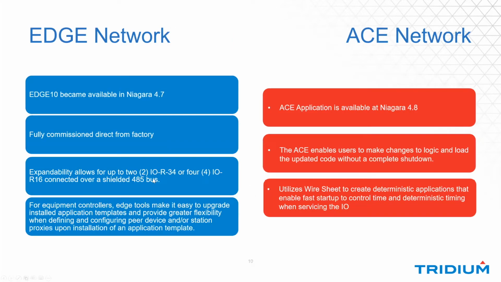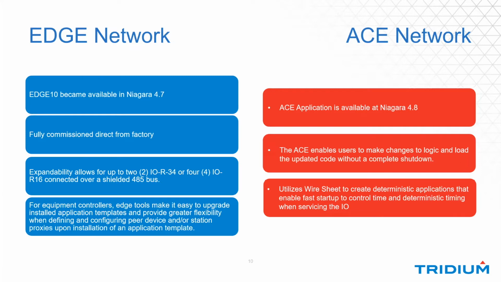Now, something also that we have here is a little comparison and little tools that we have between the EDGE network and the ACE network. So the ACE network is an asynchronous control engine application. It became available in Niagara 4.8. We are currently at 4.11 and 4.12 is coming out soon. We have the EDGE network, which became available with the EDGE10 at 4.7.